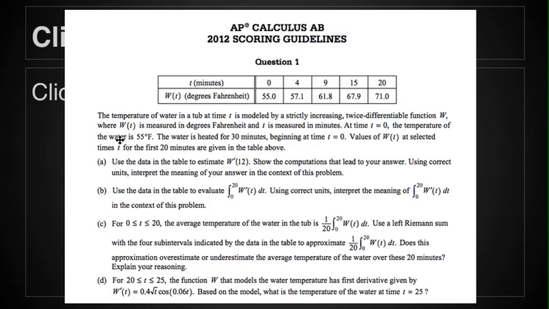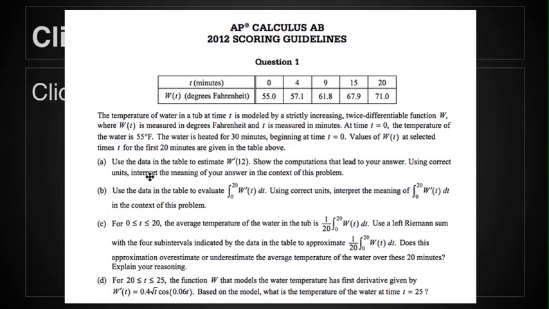Okay, so the temperature of the water in a tub at time t is modeled by a strictly increasing, twice differentiable function W, where W of t is measured in degrees Fahrenheit and t is measured in minutes. At time t equals 0, the temperature of the water is 55 degrees Fahrenheit. The water is heated for 30 minutes beginning at time t equals 0. The values of W of t at selected times t for the first 20 minutes are given in the table above.